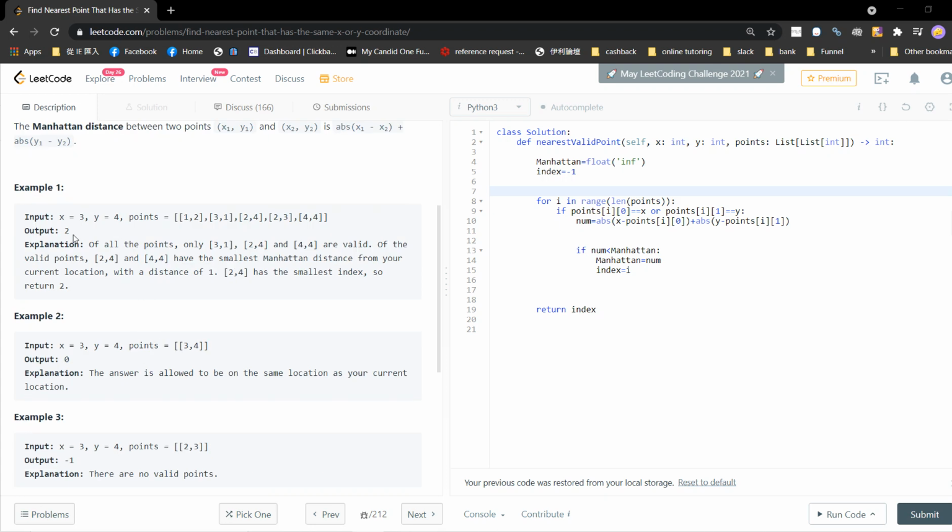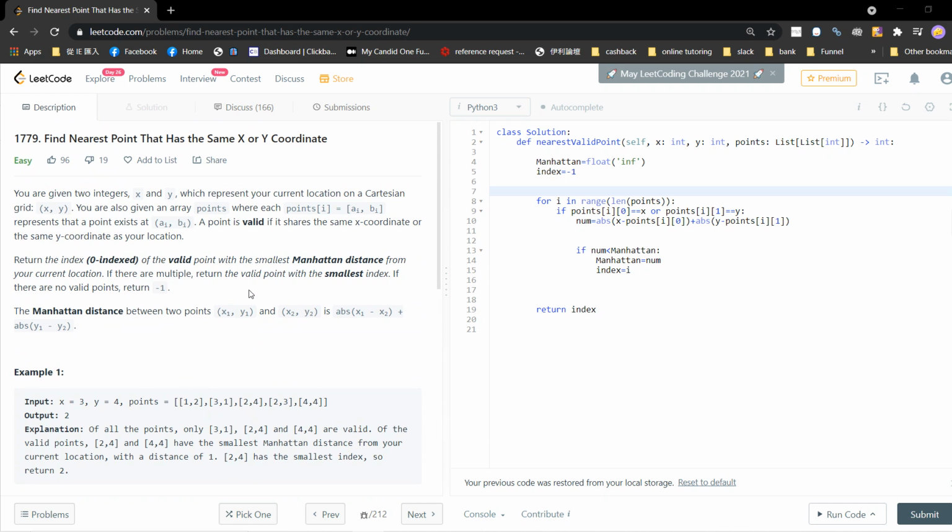Okay, so for example, which points are valid? 1, 2 is not. 3, 1 is a valid point. 2, 4 is a valid point. 2, 3 is not. 4, 4 is a valid point. So you have three valid points, and which one has the smallest Manhattan distance? The 2, 4 and the 4, 4 both have a Manhattan distance of 1, but 2, 4 has the smallest index, so return 2.